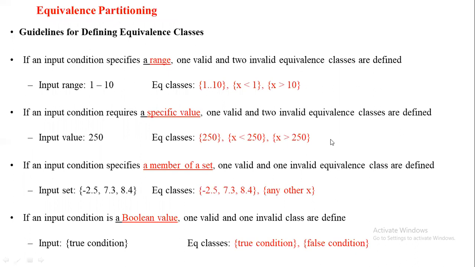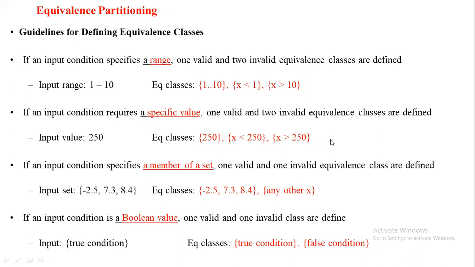There are two methodologies available in black box testing: one is equivalence partitioning and the other is boundary value analysis. Now let us see equivalence partitioning. Here we will attempt to develop test cases for a program. When I say I am going to develop test cases, my test cases should always cover a valid and an invalid class.